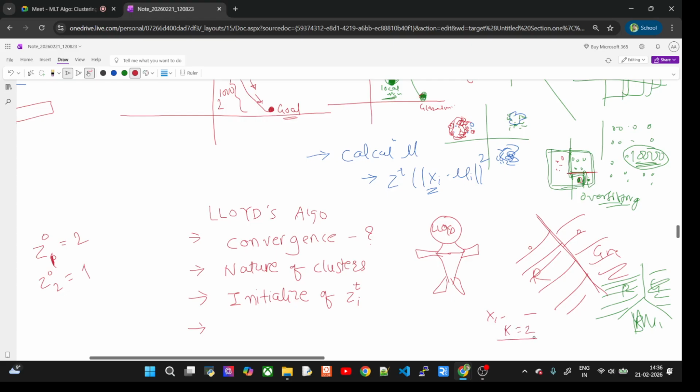K equal to 2 I mentioned, but how did I decide whether I should go for k equal to 2 or k equal to 3? Someone has to give me the value. What choice of k should I choose? If you are handling DMart data, you have electronic data, clothes data, then groceries data. So you have clusters: electronics will go into one cluster, clothes to another, your vegetable section will go to another.